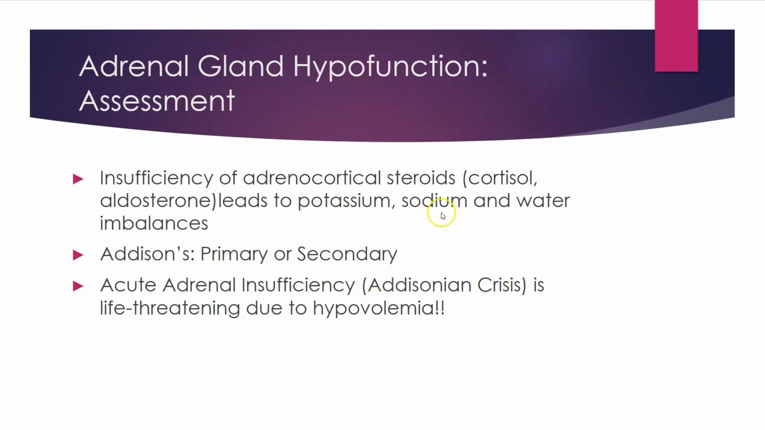Adrenal gland hypofunction. Once again, hypo is too little. So it's insufficiency of adrenal corticosteroids. You're not going to have enough cortisol and aldosterone, and this is going to lead to potassium, sodium, and water imbalances. It might be called Addison's disease, or if it's severe enough and in a very acute setting, it might be an Addisonian crisis. And this is life-threatening, related to the hypovolemia that you're going to see with the water imbalance.